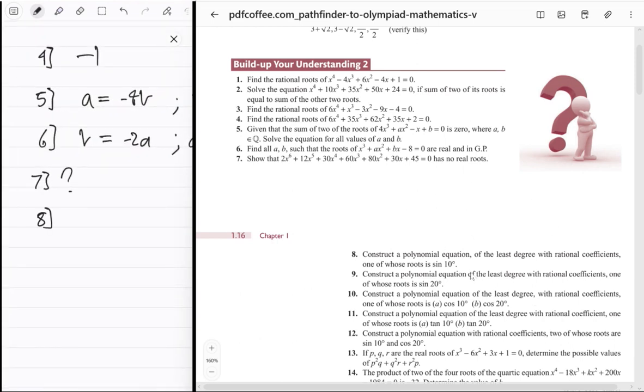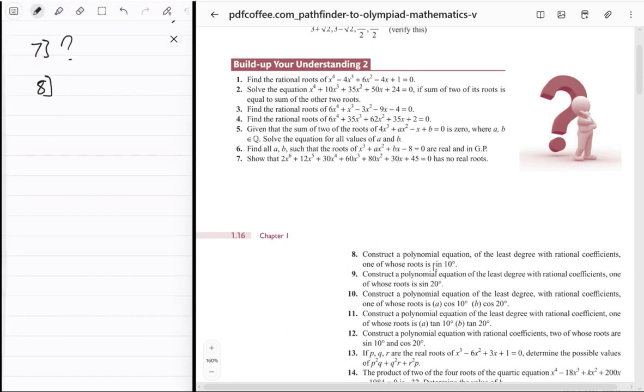8. Construct a polynomial equation of the least degree with rational coefficients, one of whose roots is sine 10 degrees. Okay. Rational coefficients. Hey, so there was something about cosine polynomials that I did, right? Okay, think, what was the thing?